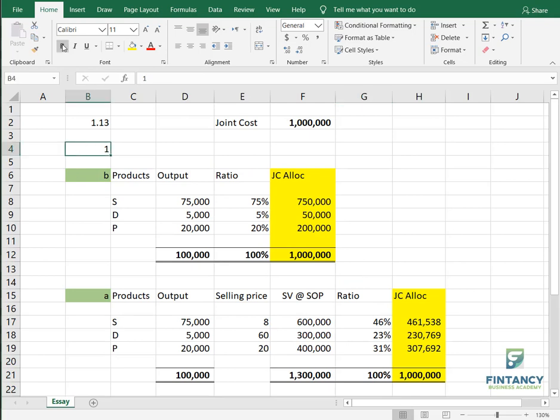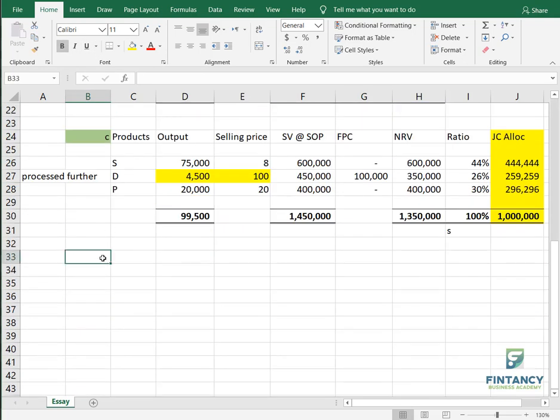This was the first question we have already done. The second we are doing now. Okay. So very simple. What to do? Yes, my friends. If I don't process further, how much money I am getting?